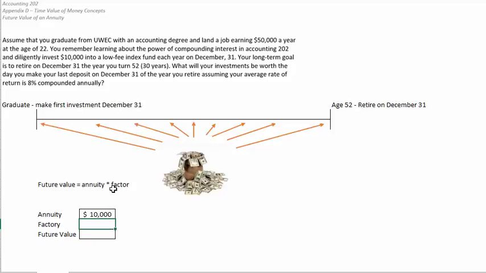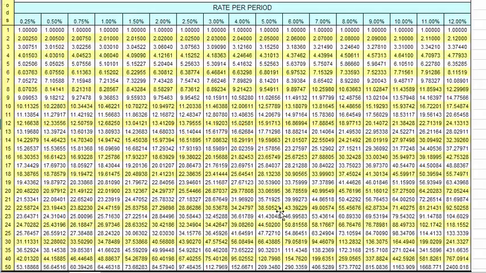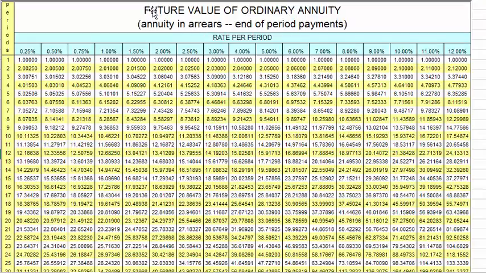You're going to be given 4 tables on an exam or a quiz. You're going to need to be able to differentiate which table you are going to use. And the tables are very descriptive. I'm only going to pull you to the right table here. This is the future value of an ordinary annuity. It's an ordinary annuity because the payment or the deposit is made at the end of the period.